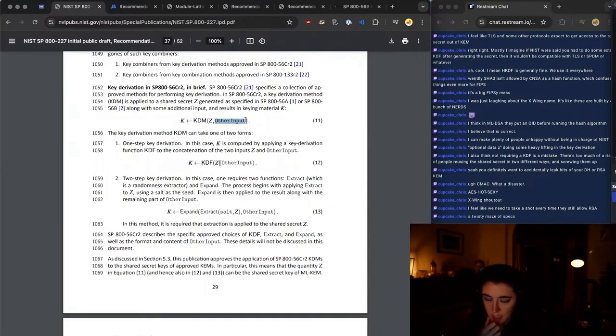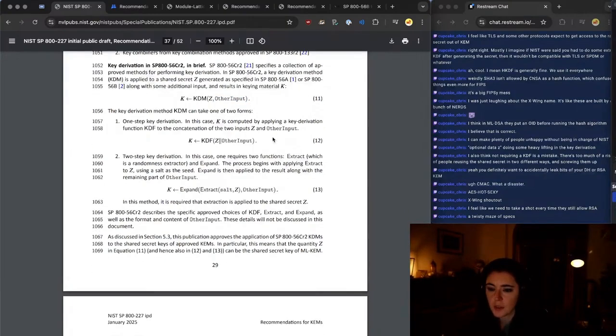Twisty maze of specs. Yes. All the FIPS stuff is a twisty maze of specs. And to a point IETF is too, but at least, I don't know, it feels a little bit different. I don't know. It can take one of two forms. One step key derivation could be by applying a key derivation function, KDF, to the concatenation, or two-step.